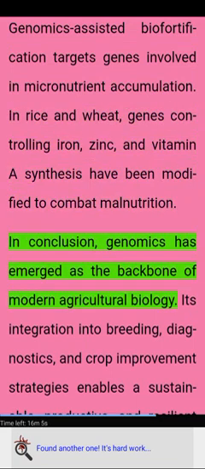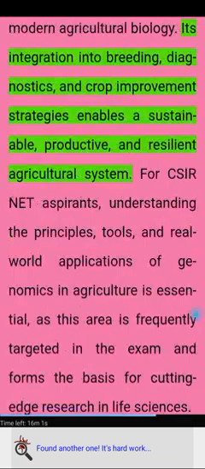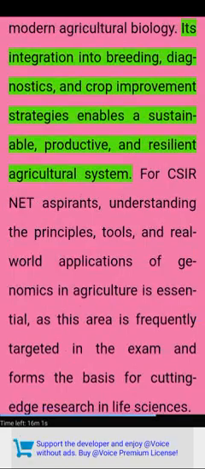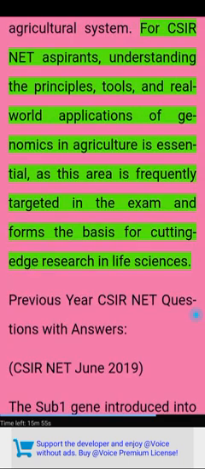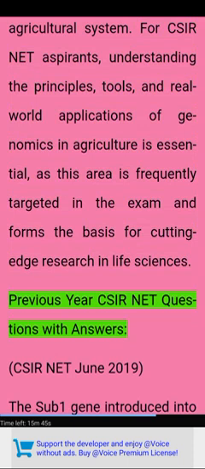In conclusion, genomics has emerged as the backbone of modern agricultural biology. Its integration into breeding, diagnostics, and crop improvement strategies enables a sustainable, productive, and resilient agricultural system. For CSIR-NET aspirants, understanding the principles, tools, and real-world applications of genomics in agriculture is essential, as this area is frequently targeted in the exam and forms the basis for cutting-edge research in life sciences. Previous year CSIR-NET questions with answers.